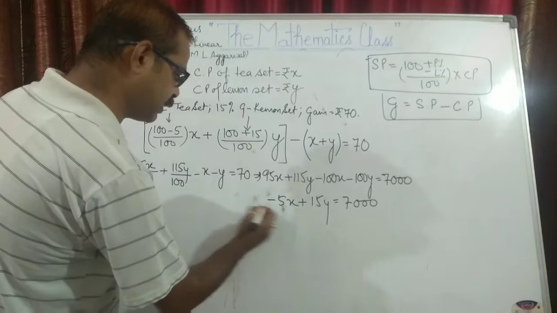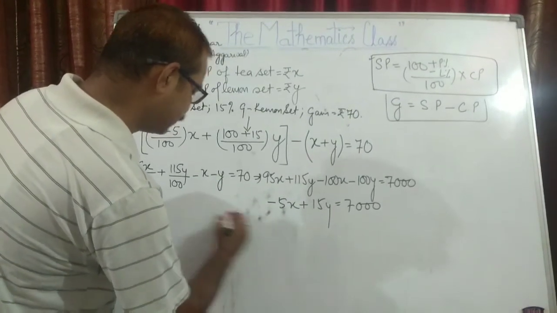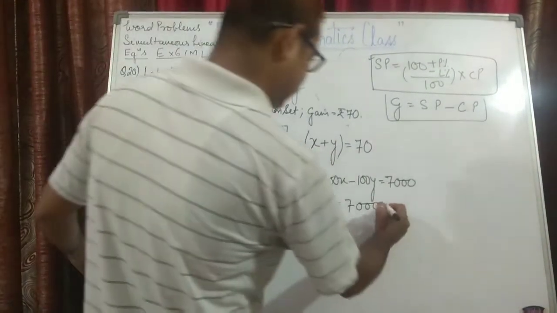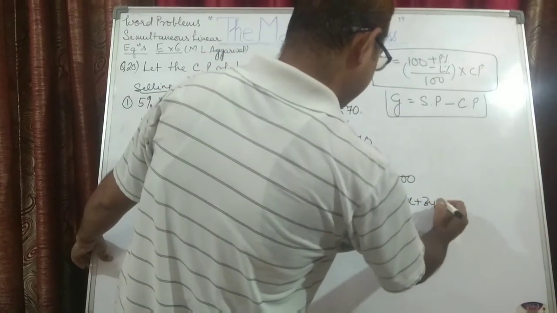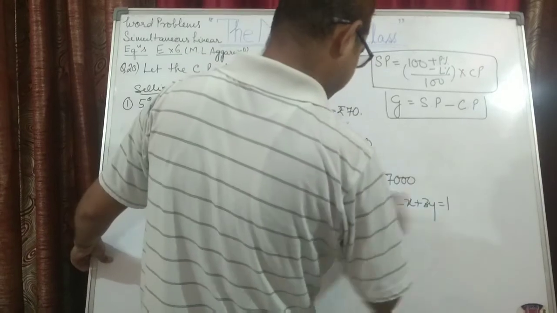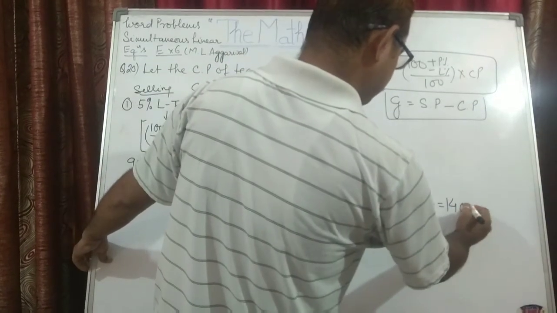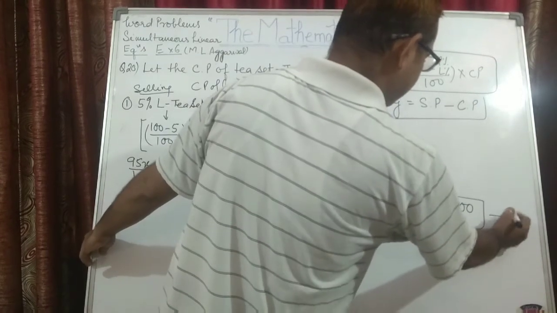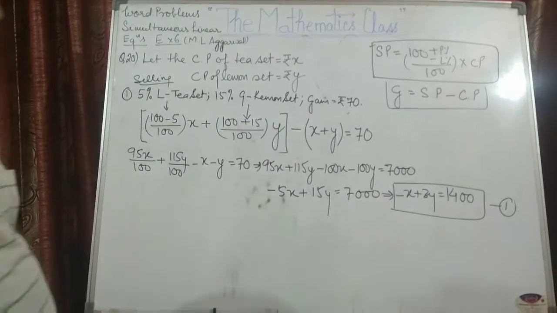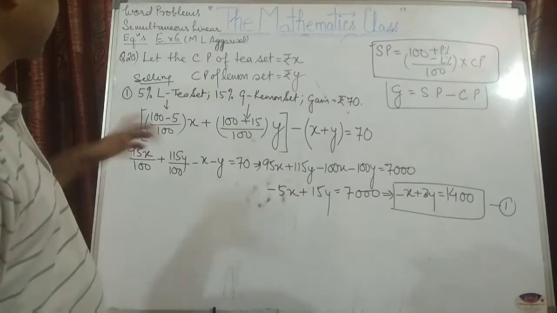Divide this whole equation by 5. We will be getting minus x plus 3y is equal to 1400. This is our first equation. We will require it, so I'll write it somewhere.